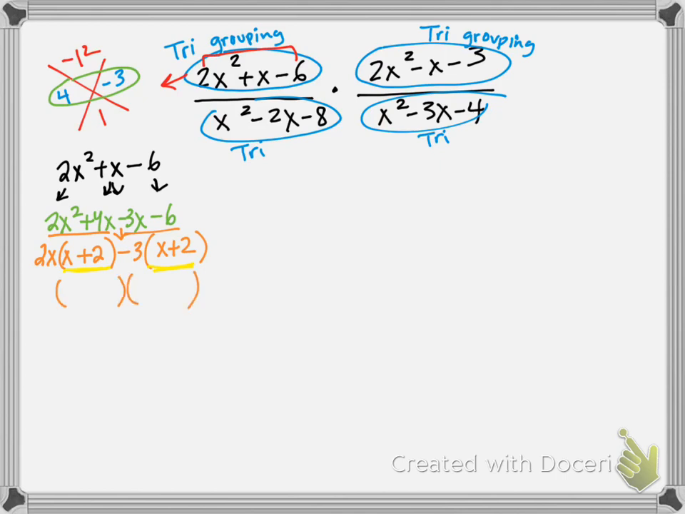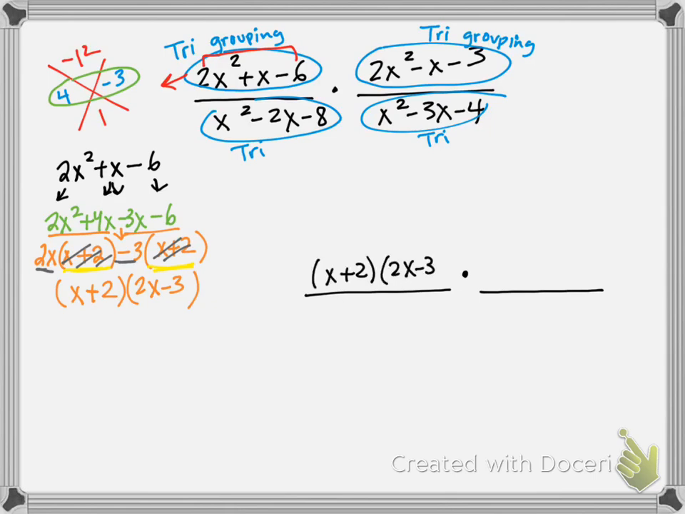So my two factors here: the matching x plus 2 makes one of the factors, and if I shade that out, what's left here is the 2x minus 3. So that becomes my second factor. All right, so I'm going to set up my product here. I know the numerator is x plus 2 times 2x minus 3.